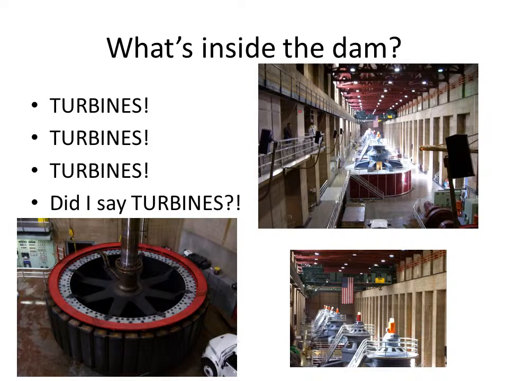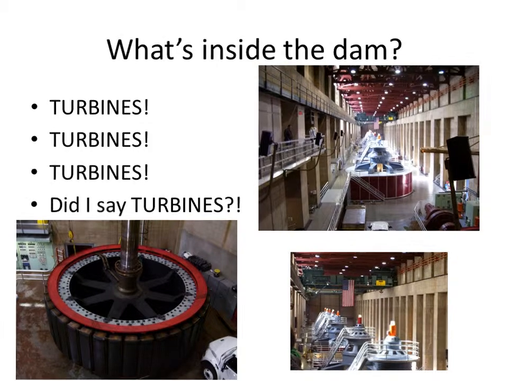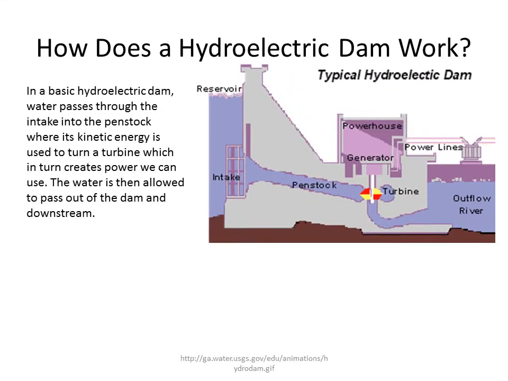Now, what is the point of all these turbines? Well, in the Hoover Dam, like any hydroelectric dam, the turbines are what is used to harvest the kinetic energy of the water passing through the dam. In a basic hydroelectric dam, water passes through the intake into the penstock, where it is used to turn the turbine, which in turn creates usable energy. After the kinetic energy of the water is harvested, it is allowed to flow out and downstream.